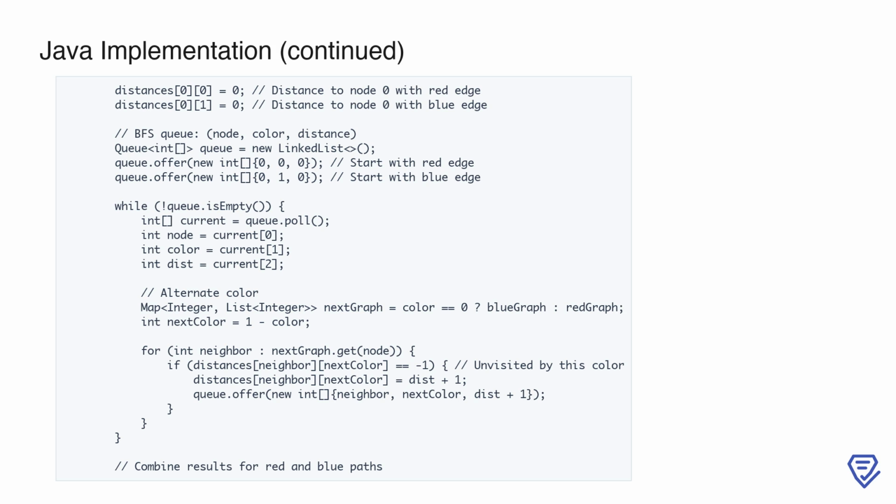For each node we dequeue, we determine the graph corresponding to the alternate color. For instance, if the current edge color is red, the next graph is blue graph, and vice versa. We then iterate through all neighbors in the alternate graph, checking if they have been visited with the current color. If not, we update their distance in the distances array and enqueue them along with the next color and the incremented distance. This ensures that we explore paths alternately and systematically, minimizing the distance as we go.